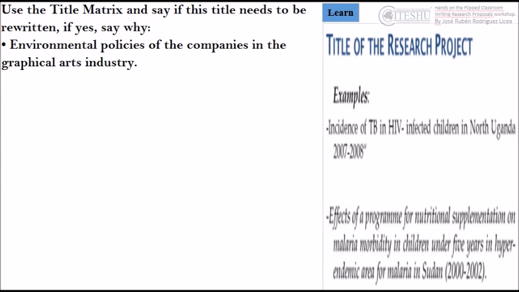Use the title matrix and say if this title needs to be rewritten. If yes, say why. Environmental policies of the companies in the graphical arts industry.